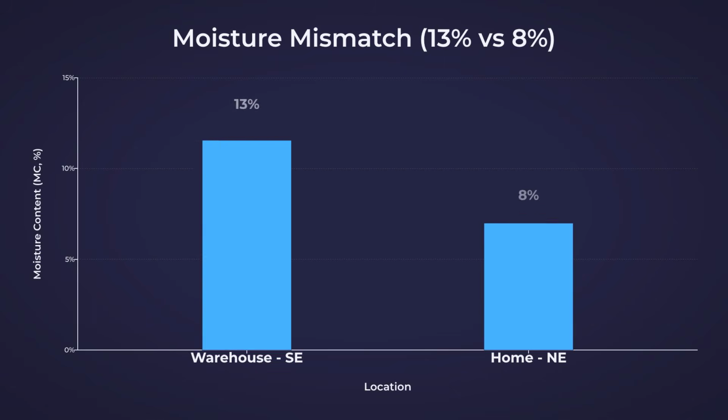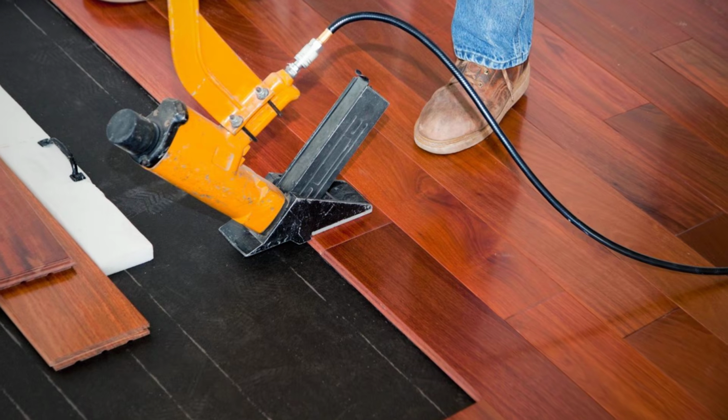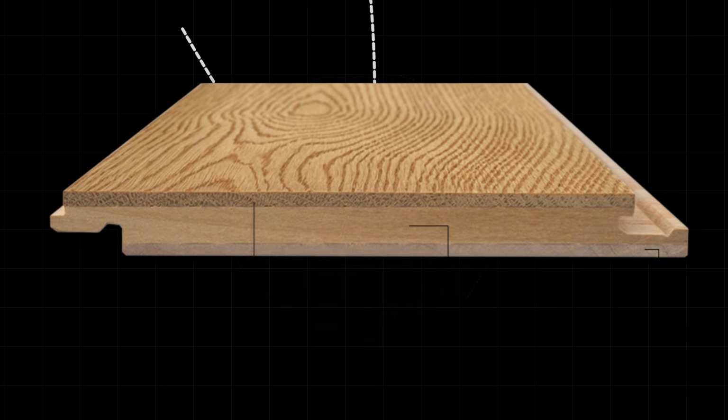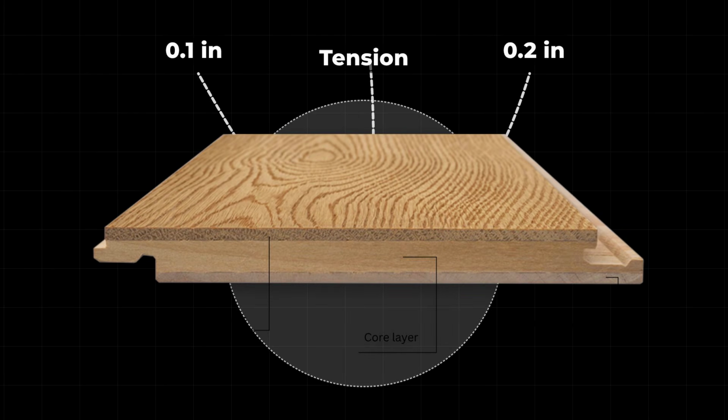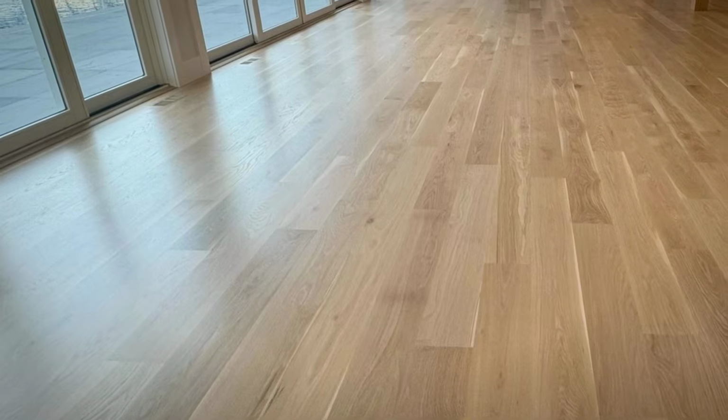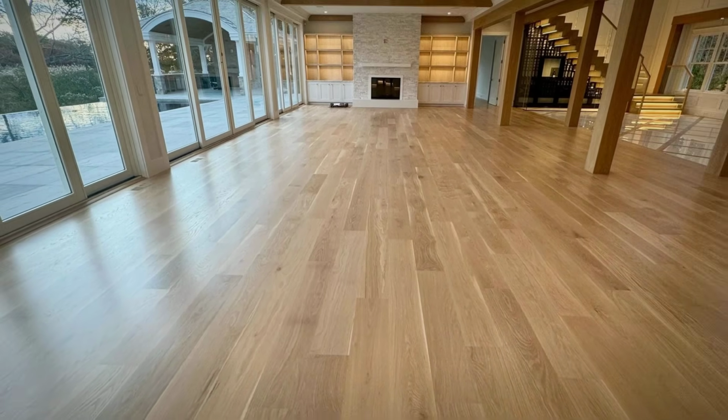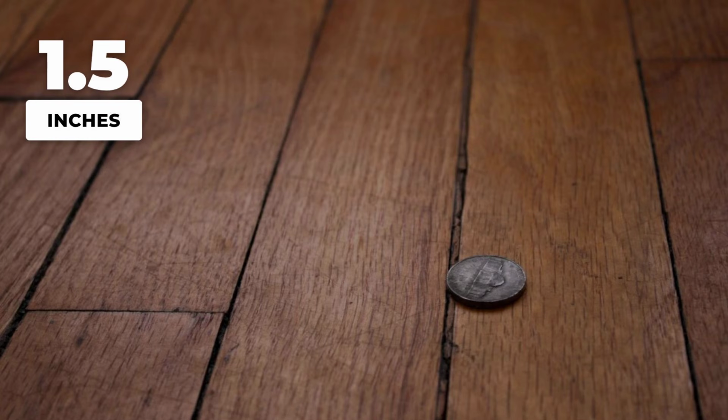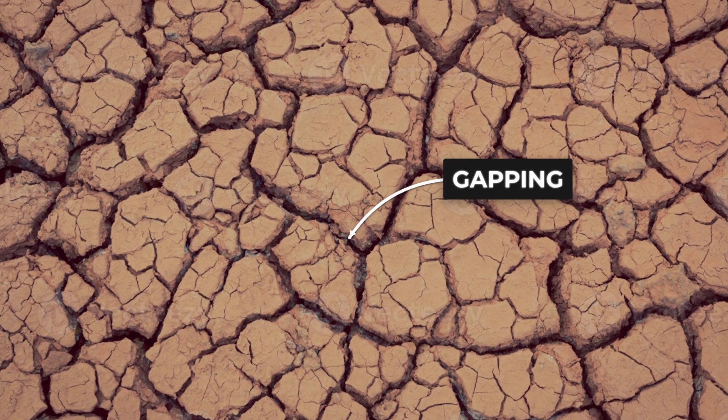That differential, 5 percentage points, represents a significant dimensional difference between the flooring boards and the surface they are about to be fastened to. If the flooring is installed at 13% moisture content and the home's environment brings it to equilibrium at 8% over the following heating season, each board contracts by approximately 0.1 to 0.2 inches in width. Across 48 boards in a 12-foot room, the total contraction is up to 1.5 inches. That contraction has nowhere to go except into gapping, visible spaces between the boards that widen as the heating season progresses. The reverse failure is buckling.